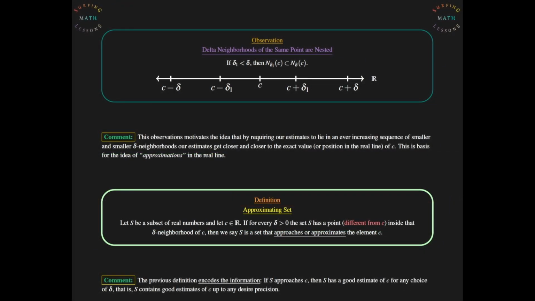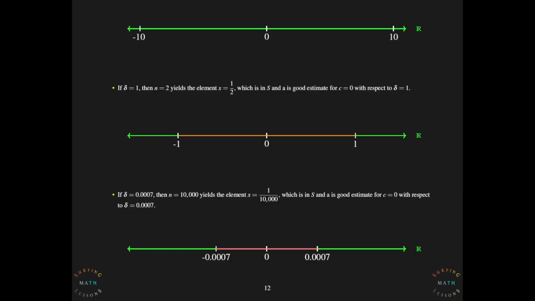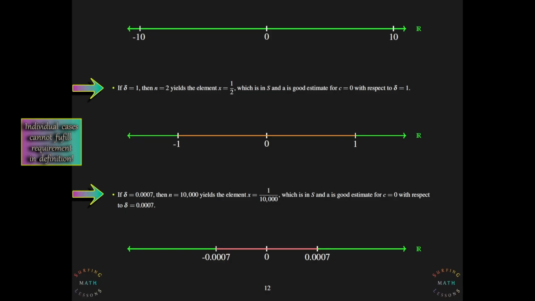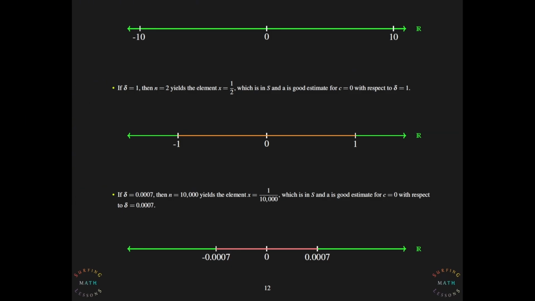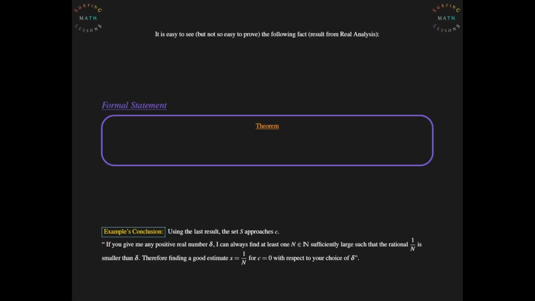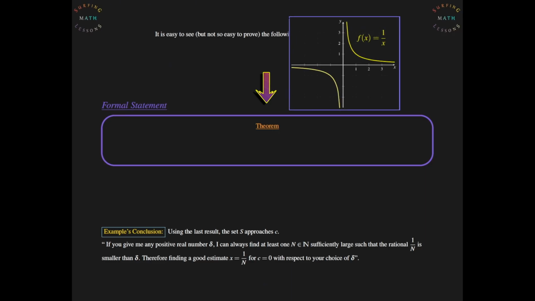In fact, this requirement is so strong that we cannot fulfill it by checking it case by case, as there are an infinite number of possibilities for the delta value. This is where some abstraction is needed to deal with all cases simultaneously. To finish up the example, I will pull a result from real analysis which illustrates a key property of the set S. This result may be seen to be correct by examining the graph of the function f of x equal to 1 over x.